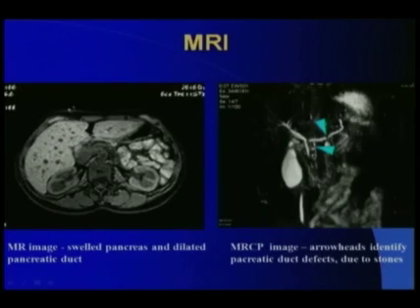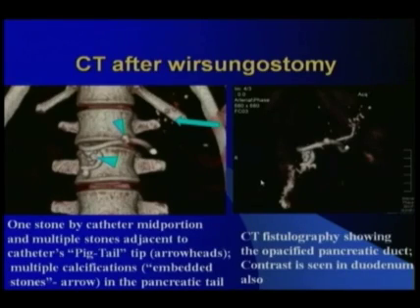Here you can see the MR picture. This is a swelled pancreas with dilated Wirsung duct. MRCP revealed the dilated Wirsung duct with some filling defects here in the mid portion and the distal portion, which happened to be due to Wirsung duct stones. We performed wirsungostomy, and this is the CT after the wirsungostomy procedure.